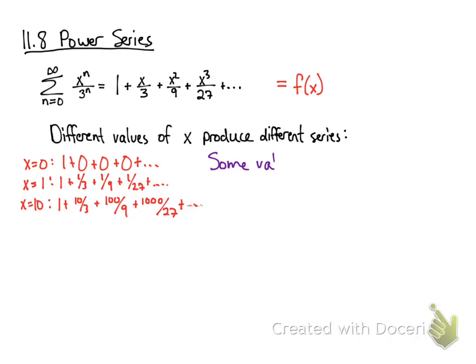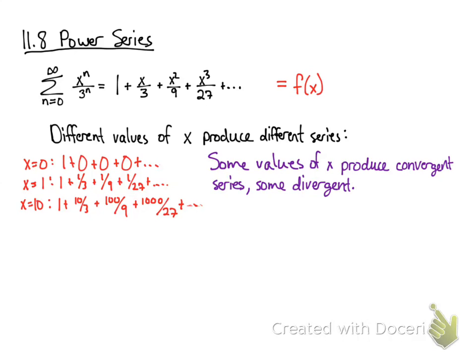The only thing, though, is some values of x produce a series that converges, but some values of x produce a series that diverges. In our three examples there, 0 and 1 for x give you convergent series. When x equals 1, we have a geometric series with ratio 1/3, so it converges. But x equals 10 gives us a geometric series with ratio 10/3, which is bigger than 1, so that diverges. All right, so some values of x give you a series that converges and has a value, a sum. Some values of x give you a divergent series, right?